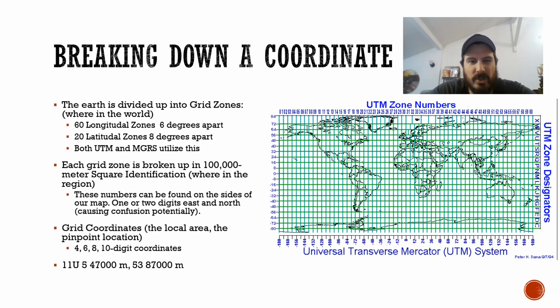And then each grid zone is broken up into your 100,000 meter grid square identifier. And the identification in our coordinates is going to be the 5 and the 53 in this particular case. And then your grid coordinates themselves, that's going to be these 5 numbers and these 5 numbers, which would be a 10-digit grid coordinate. You can have 4, 6, 8, and 10 grid digit coordinates.